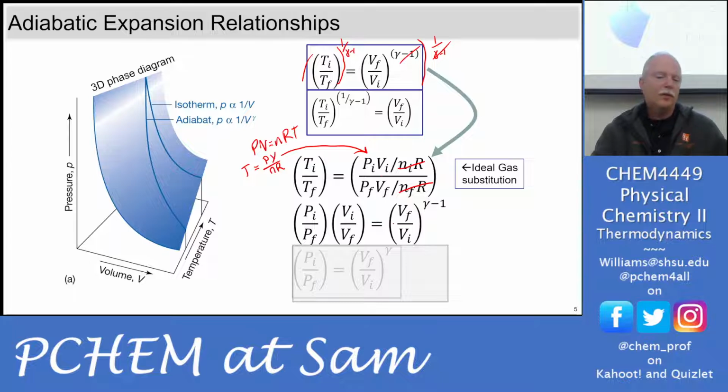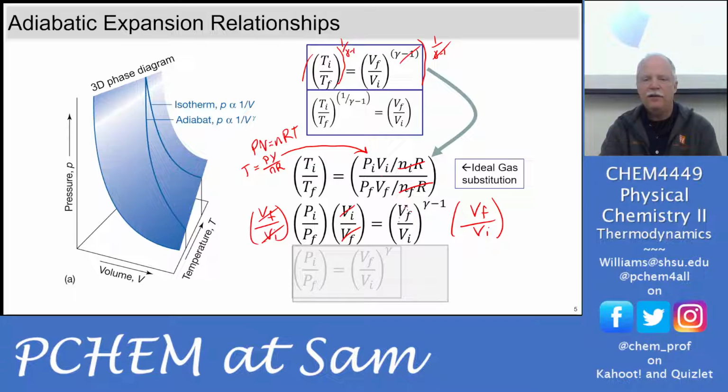And now I've got volumes on both sides. So what am I going to do with that? Well, I'm going to multiply both sides by the inverse of this, so I'm going to say VF over VI, so these cancel on this side. Everybody agree with that? Do the same thing to both sides of the equation. Now I have this thing raised to the gamma minus 1 power, and then it's multiplied by another one of those things, which adds one of those powers. And so I end up with just gamma there. So that's our pressure-volume relationship. It's just raised to the gamma power.